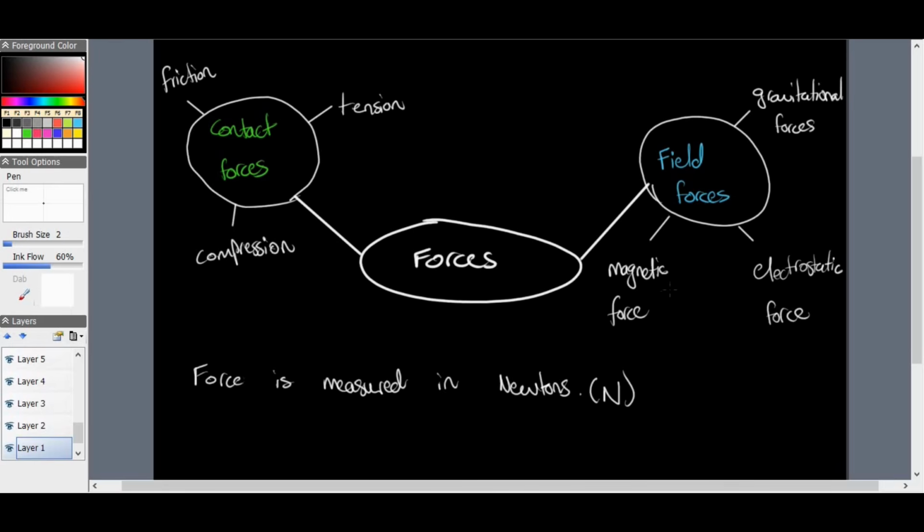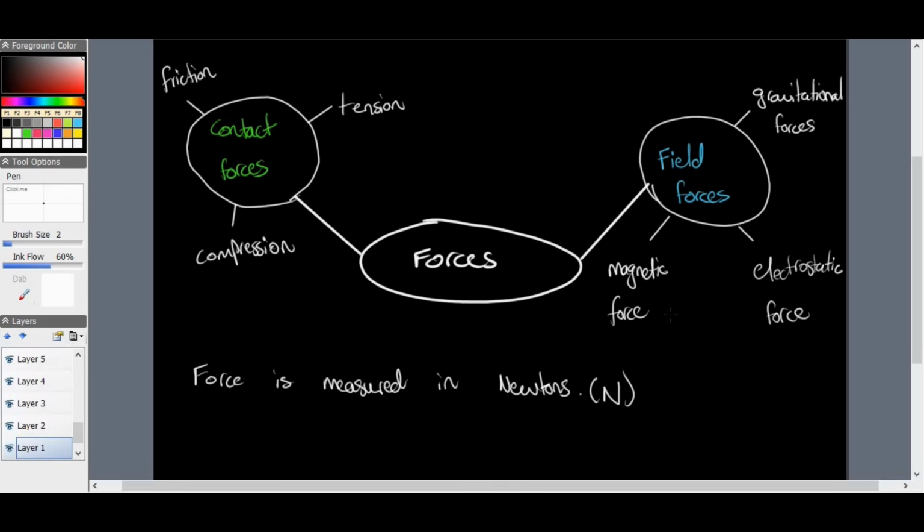Gravity will exist on the Earth even if nobody were on the Earth, so it's considered a non-contact force. The result of gravity is that our feet touch the ground. It's just a result of gravity, but it's a non-contact force. It doesn't really make contact with us. So the first thing we're going to have a look at is contact forces.